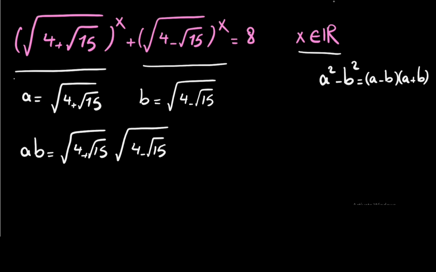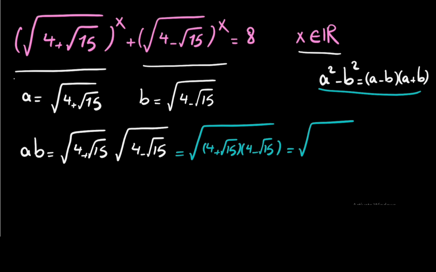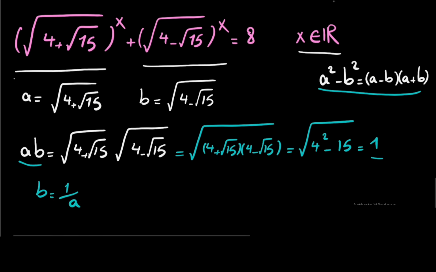So it means the answer will be equal to square root of 4 plus square root of 15 times 4 minus square root of 15, right? And of course, if you look at this very nice formula, you can write it as 4 squared minus square root of 15 squared, that's 16 minus 15, and of course, that's equal to positive 1. What will happen? A times b is equal to 1. So you can write b is equal to 1 over a. That's really nice, isn't it?